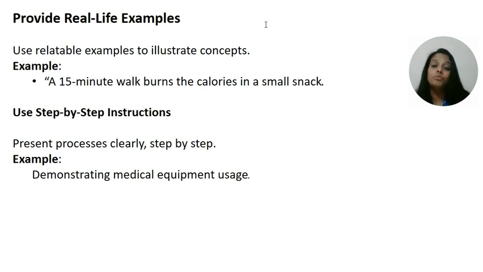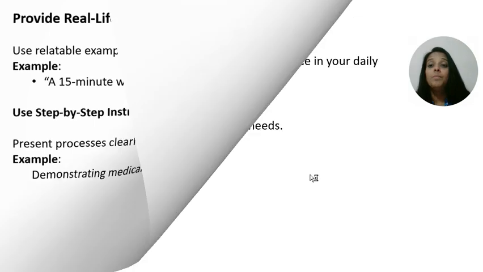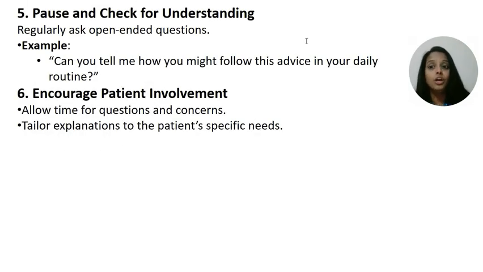If the explanation involves a process, present it in a sequence of steps to follow, and pause and check for understanding. Regularly check if the patient has understood what you have explained. Try to ask open ended questions, like, can you tell me how you might follow this advice in your daily routine? Try to encourage patient involvement. Allow space for the patient to ask more questions or share their concerns. Their input can guide the explanation and make it more relevant to their needs.